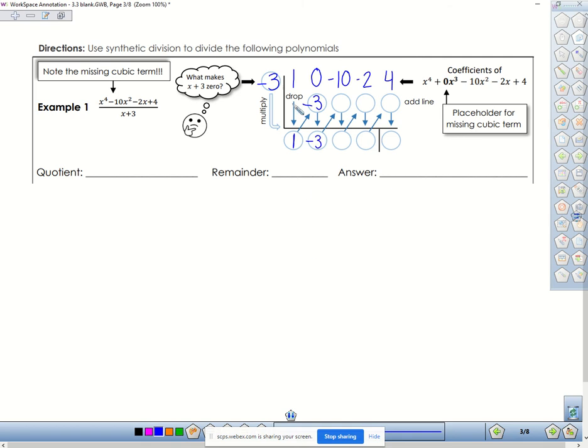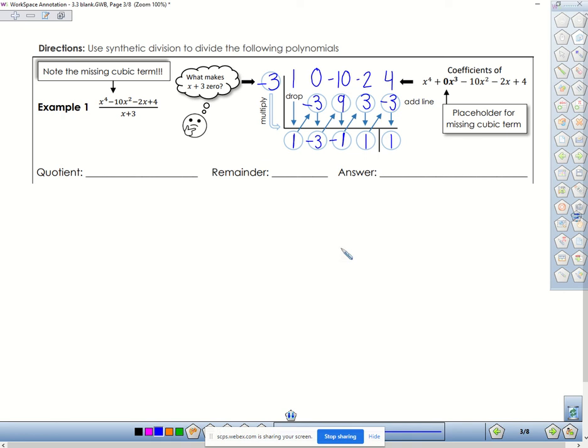Now you're going to repeat the process. Negative 3 times negative 3, you multiply here, is positive 9. You're going to add these. What's negative 10 plus 9? Negative 1 goes right here. Then you multiply. What's negative 3 times negative 1? 3 goes right here. Then we add. What's negative 2 plus 3? Positive 1. We do it again. Negative 3 times 1. Negative 3 goes here. And we combine and we get 1.